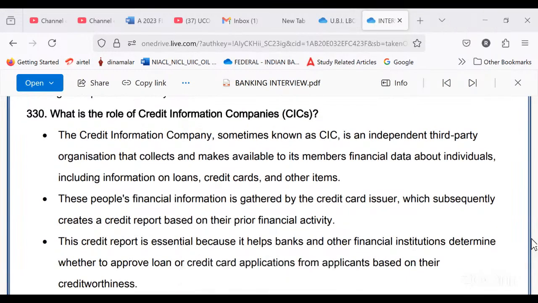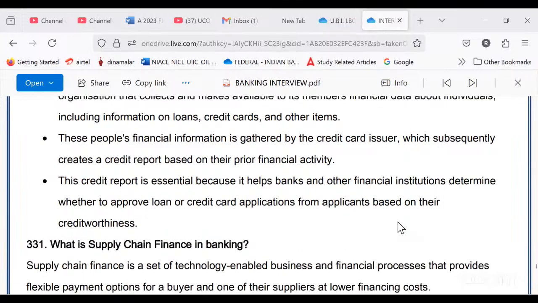Now 330. What is the role of credit information companies, CICs? The Credit Information Company, sometimes known as CIC, is an independent third party organization that collects and makes available to its members financial data about individuals, including information on loans, credit cards, and other items. These people's financial information is gathered by the credit card issuer, which subsequently creates a credit report based on their prior financial activity. This credit report is essential because it helps banks and other financial institutions determine whether to approve loan or credit card application from applicants based on their credit worthiness.